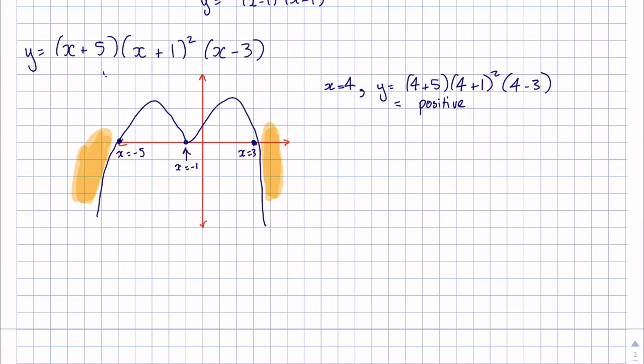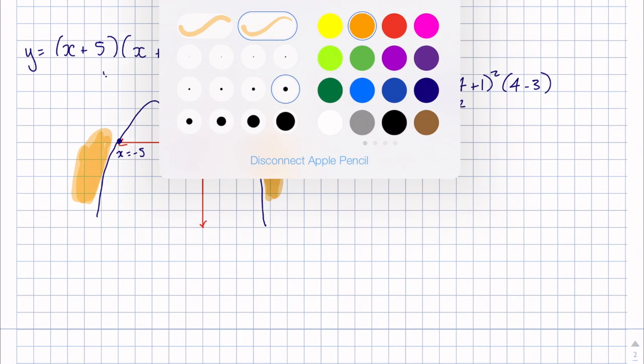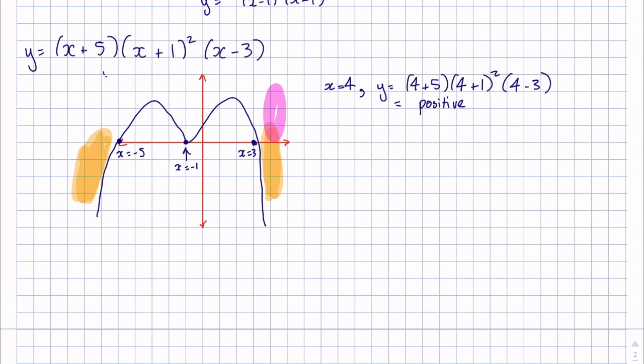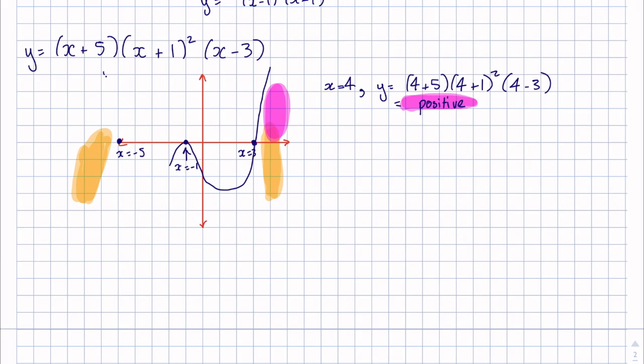Which means when x is 4, we must actually be up here instead of down below, because y is positive, so we must be above. Which means for this one to be positive here, we must bounce off here and then back up. And that's kind of as hard as it gets. Actually, I say that, but I lie.